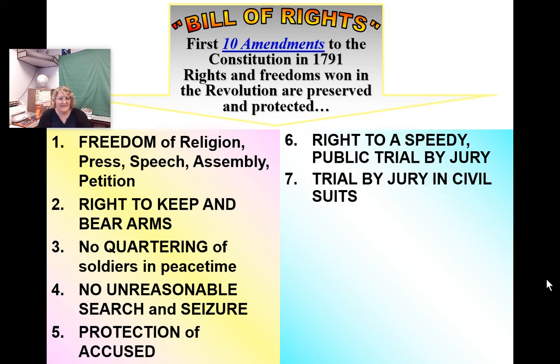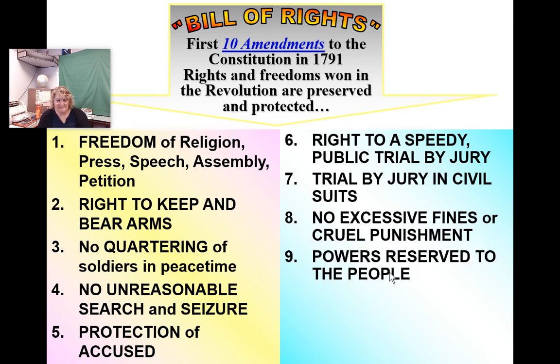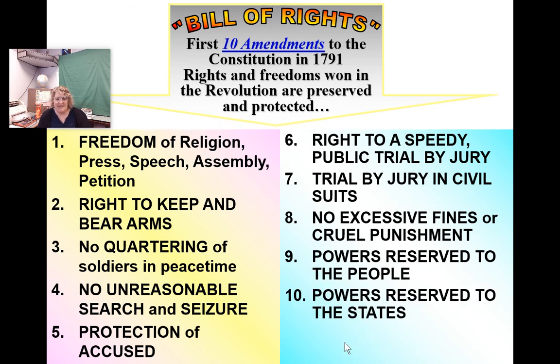Trial by jury in civil suits is number 7. No excessive fines or cruel punishment, number 8. Any powers that are not listed in the Constitution are reserved to the people. That's number 9. And number 10, powers not listed in the Constitution that are reserved to the states.